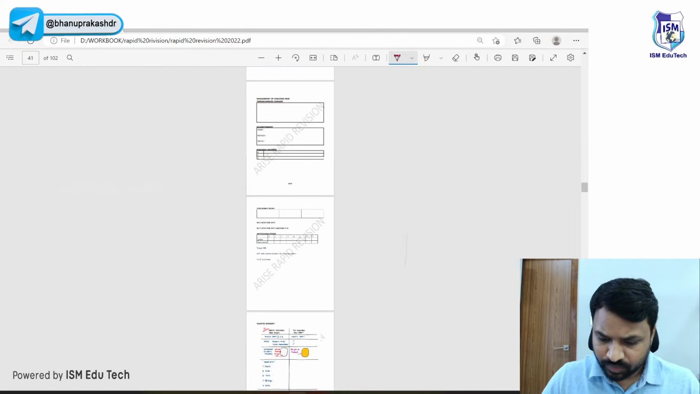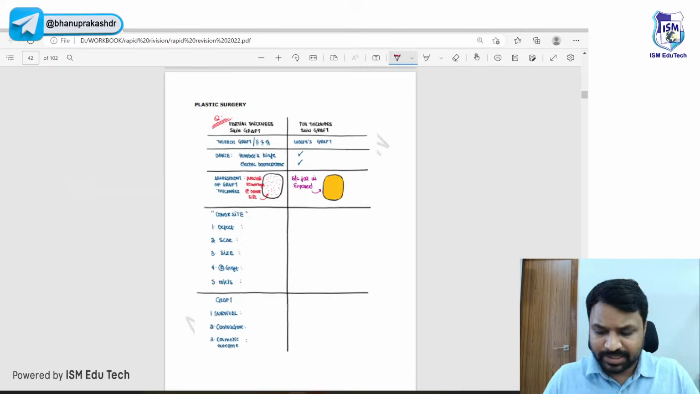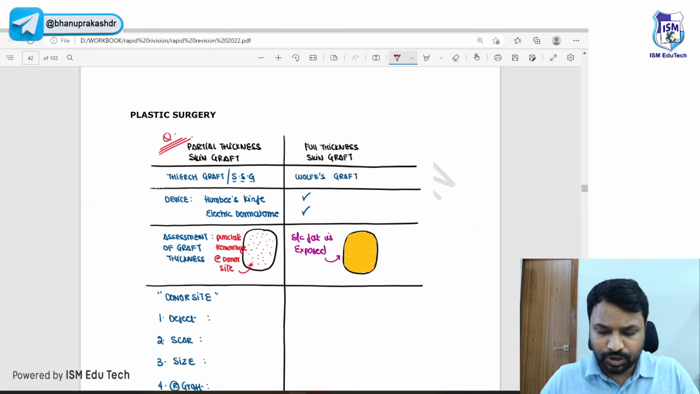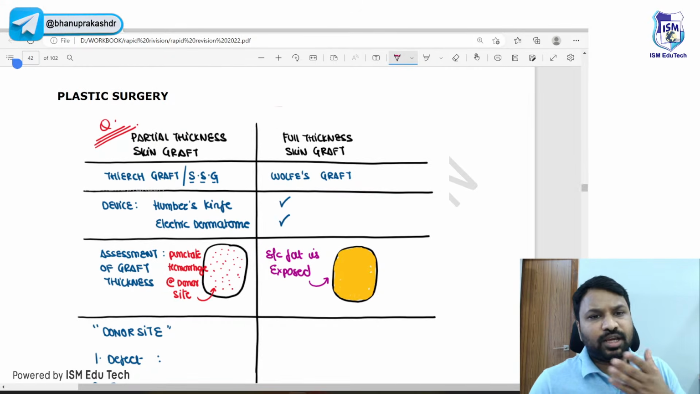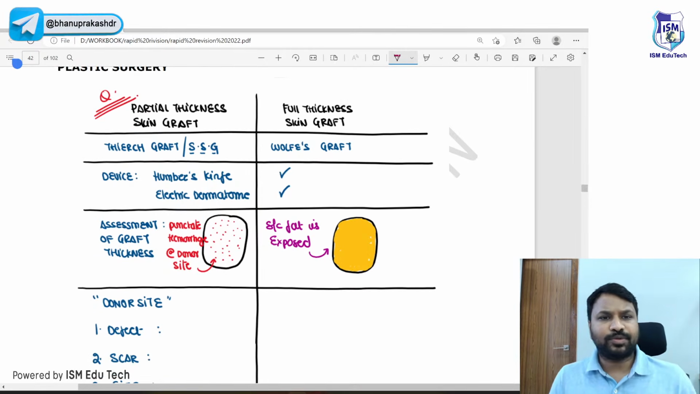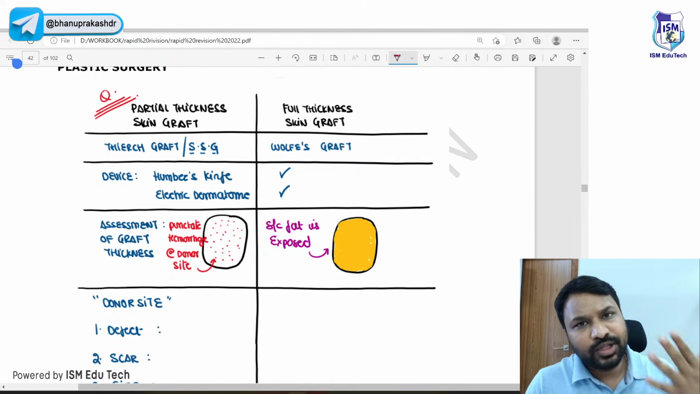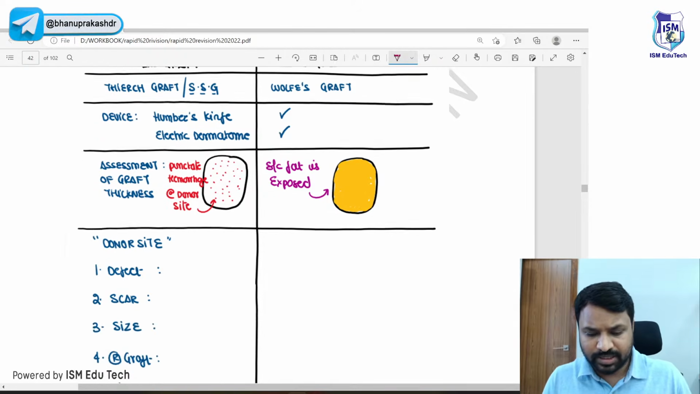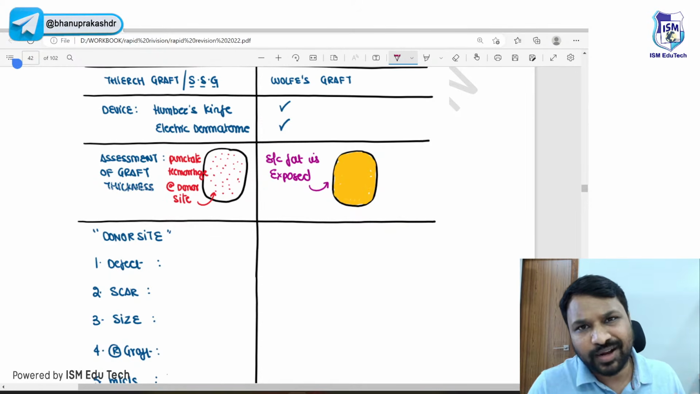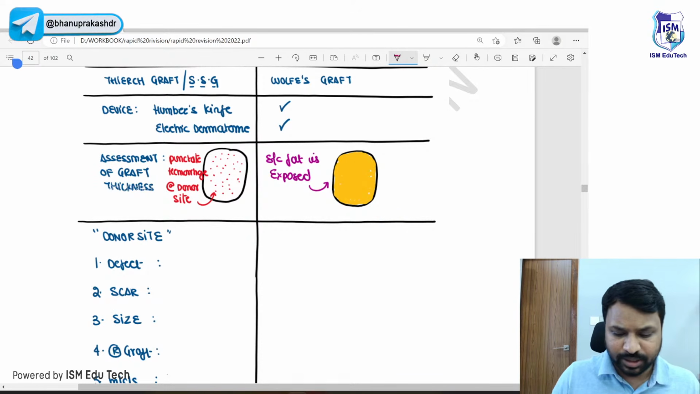Now, another important aspect from the exam perspective is going to be plastic surgery. In plastic surgery, usually they will ask you about skin grafting. We have two types of skin grafting, the partial thickness and the full thickness. The partial thickness is also called Thiersch's. The full thickness is also called Wolfe's, right? The device used to take the graft is called a Humby's knife, or you have another one, the electric dermatome.